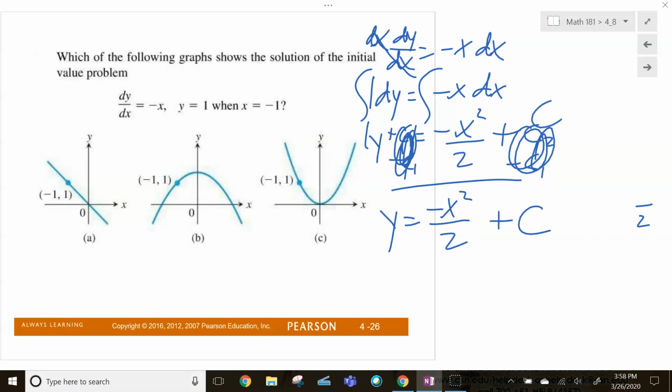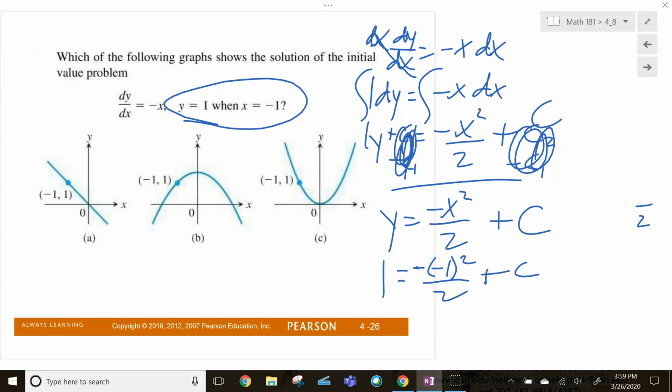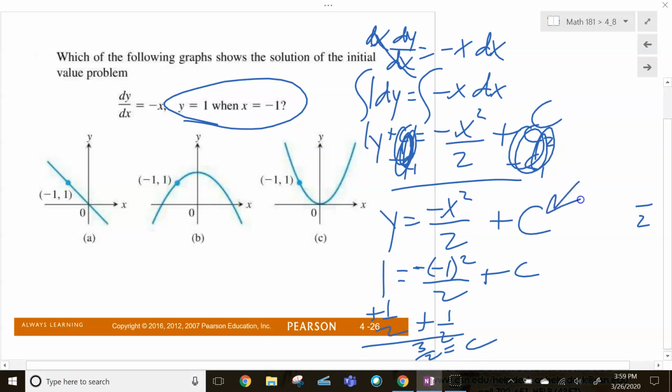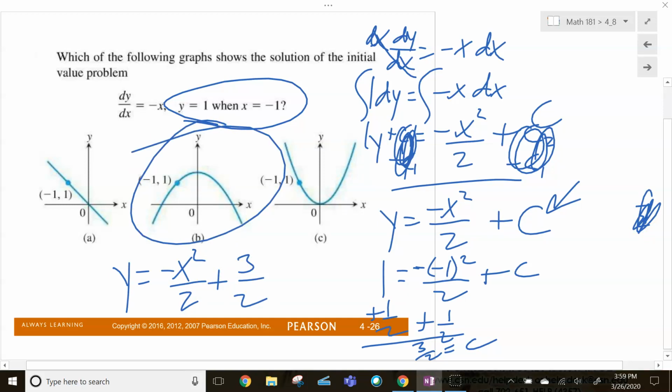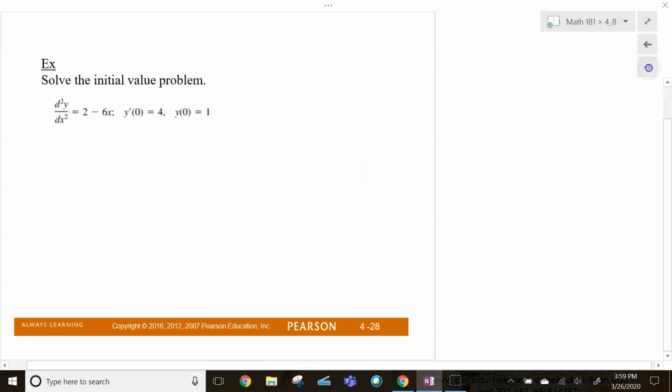All right, so we got y equals negative x squared over 2 plus a constant, but they do give us an initial value here. y is 1 when x is negative 1. So I got negative 1 squared over 2 plus a constant. So I got negative, that's a half. I add the half, add the half. So it looks like 3 halves is our constant. So y must be negative x squared over 2 plus 3 halves, right? We got a quadratic flipped over there and bumped up a little bit.